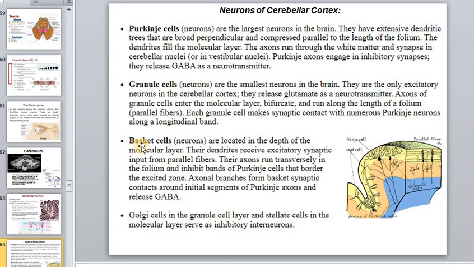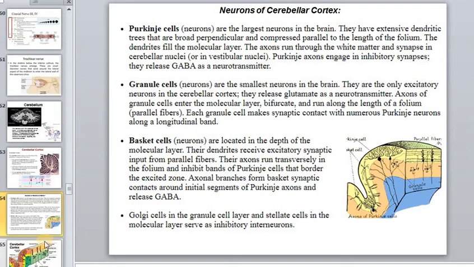And basket cells, also neurons, are located in the depths of the molecular layer, and their dendrites receive excitatory synaptic input from the parallel fibers. Their axons run transversely and inhibit the bands of Purkinje cells that border the excited zones, and axonal branches from the basket cells make synaptic contacts around the initial segments of the Purkinje axons and release gamma-aminobutyric acid. And Golgi cells in the granular cell layer and stellate cells in the molecular layer serve as inhibitory interneurons.